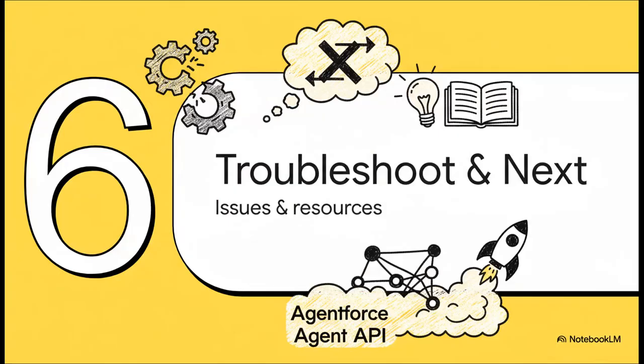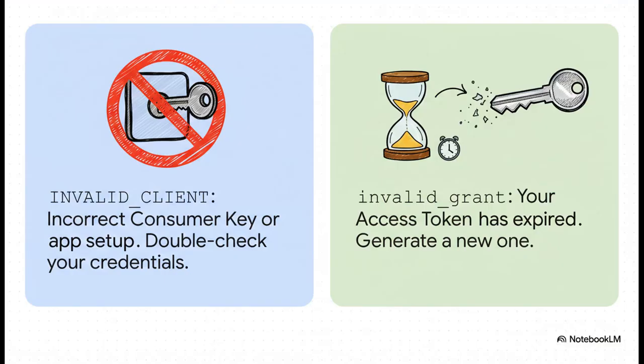Look, even with a perfect setup, sometimes things just go wrong. So let's cover a couple of the most common errors you might run into, and then I'll point you towards some great resources for taking your integration to the next level. If you see an invalid client error, it almost always means one of two things. Your consumer key is wrong, or your app setup has a mistake in it. Go back and double-check those settings. Now, if you get an invalid grant error about an expired token, don't panic. That's totally normal. Access tokens are designed to be short-lived. You just run that same token generation command from earlier to get a fresh one.